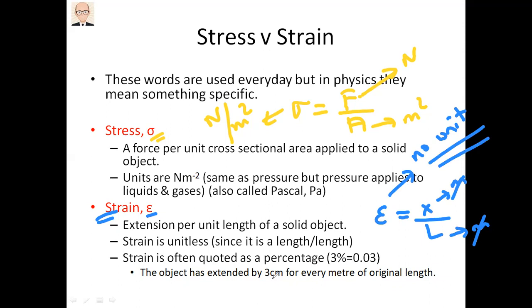Strain is often quoted as a percentage. So for example, 0.03 is going to be 3%. The object has extended by 3 centimeters for every meter of original length. So these definitions are a little bit confusing. We just need to repeat them, revise them, and we will be able to remember them easily. Stress and strain. Stress means the force per unit cross-sectional area, and strain means extension per unit length: F over A and X over L.